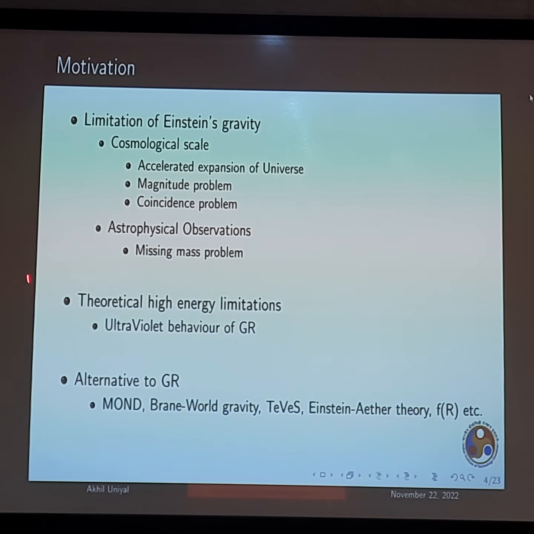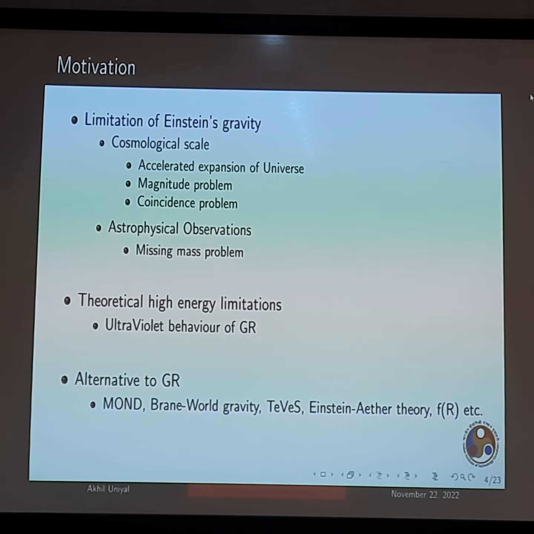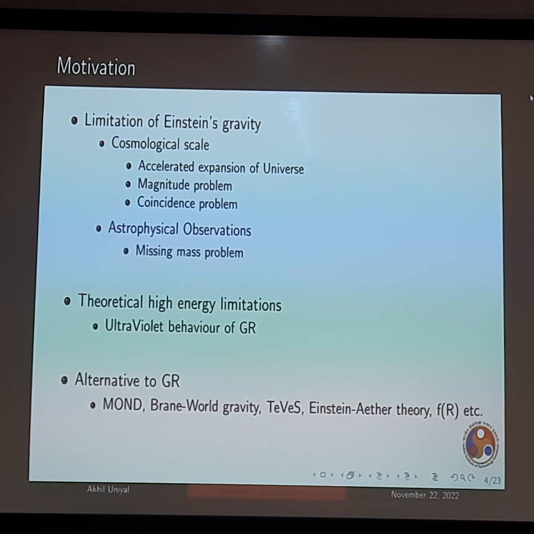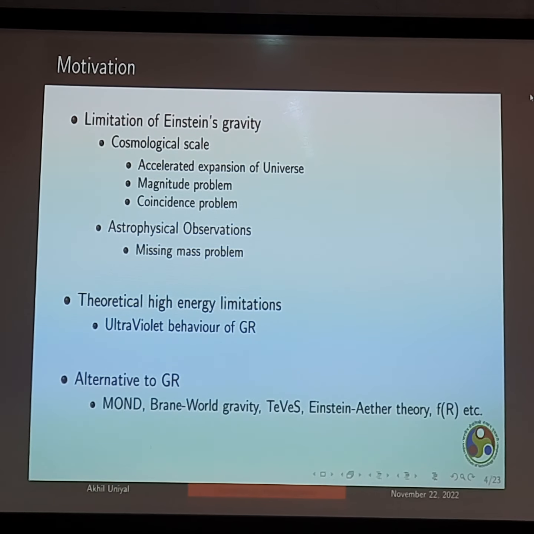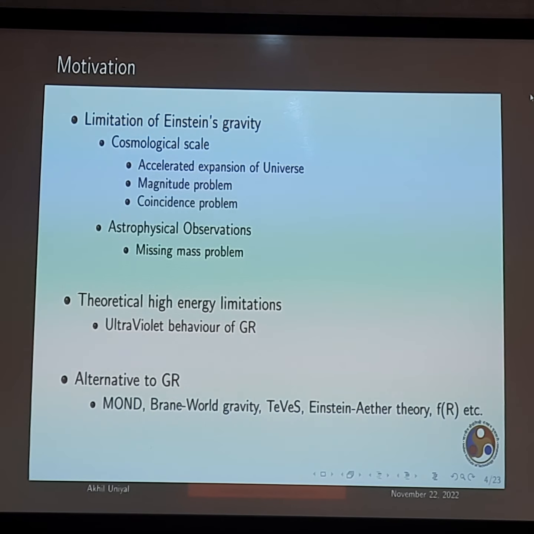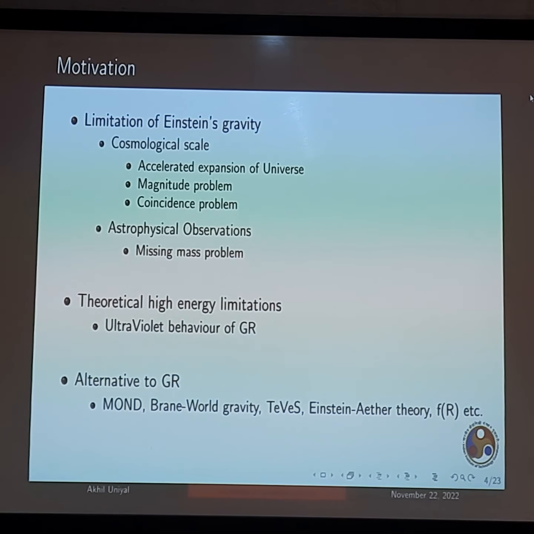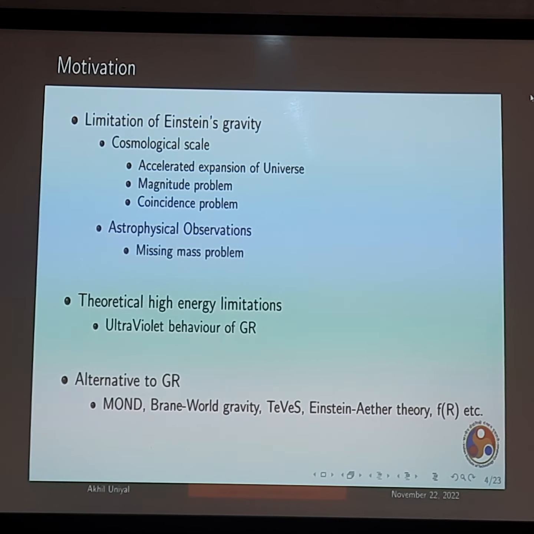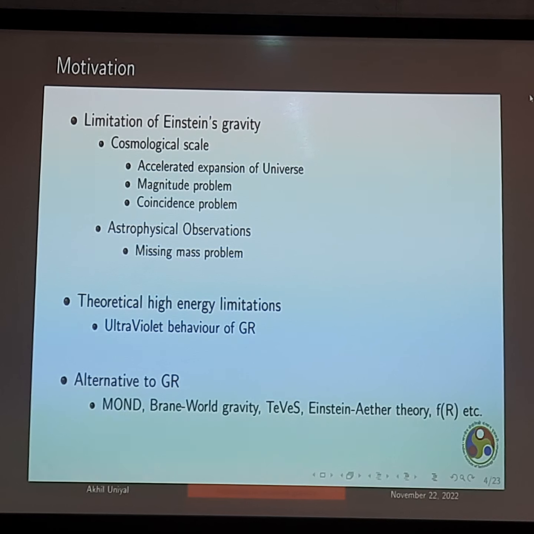Not only that, there is another problem, the missing mass problem. If you see the galaxy rotation curves in galaxy clusters, the radial velocity of the galaxies increases as you go away from the center of the cluster. Why is that happening? If you take the example of the solar system, the sun is the center, and as you go away from the center, the radial velocities decrease, but it is not decreasing in the clusters. Why is it happening? This is another problem.